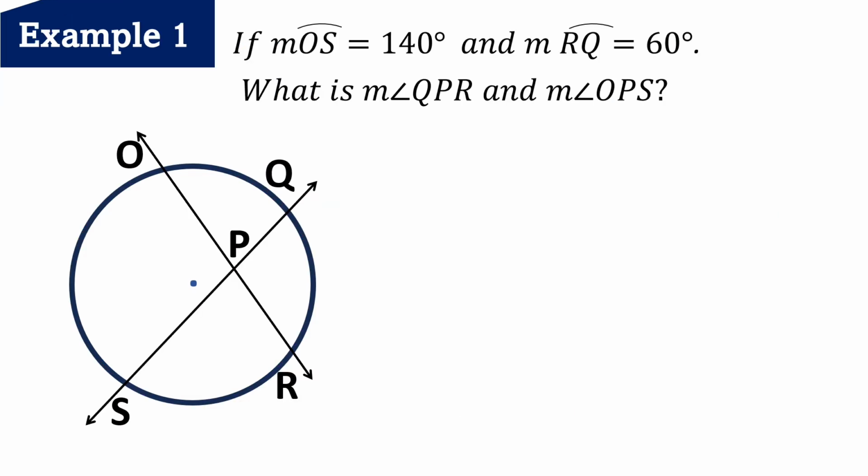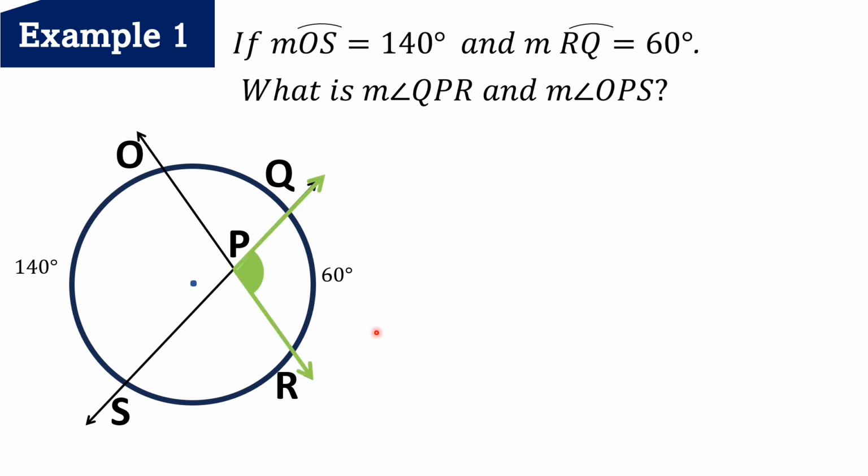Example 1. If the measure of arc OS is 140 and the measure of arc RQ is 60 degrees, what is the measure of angle QPR and the measure of angle OPS? First, let us mark the figures with the given values. So arc OS measures 140 and arc RQ measures 60 degrees.